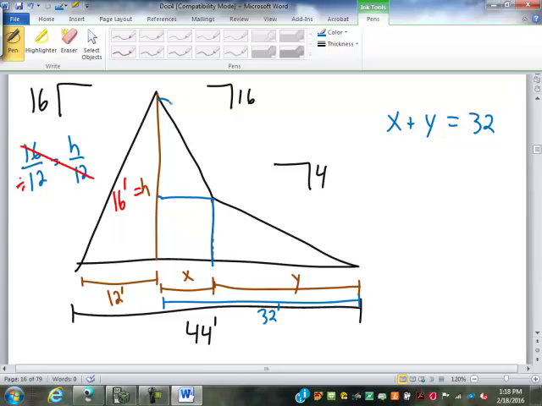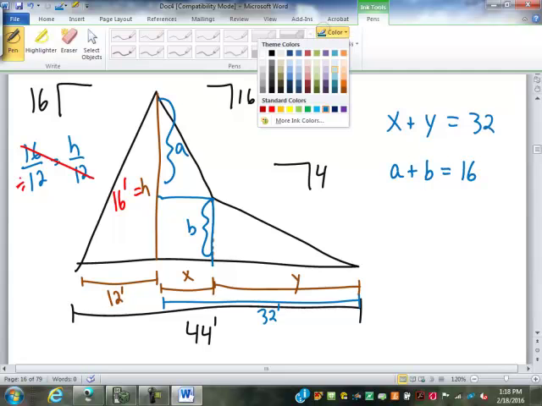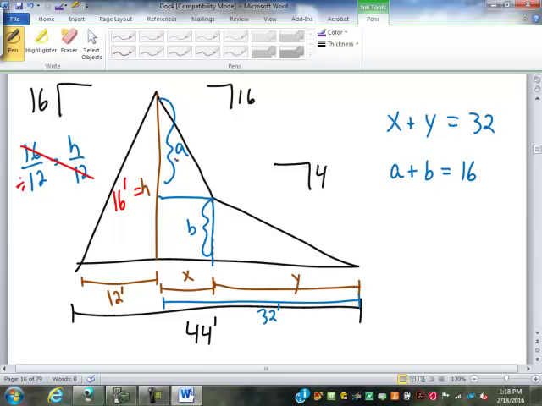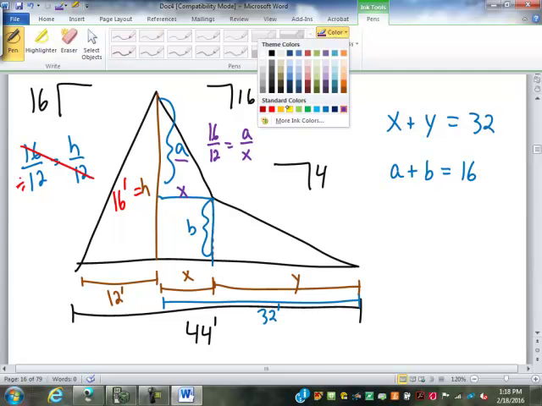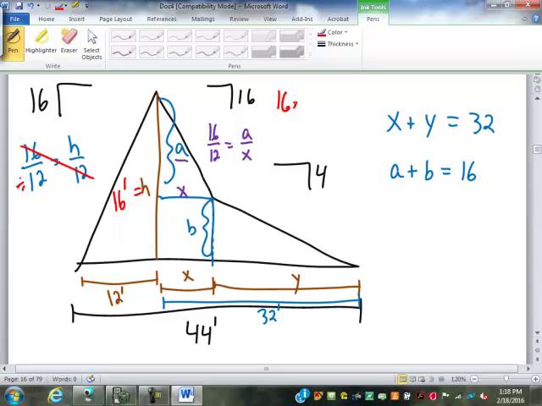So if I define a and b so that a plus b equals h, or 16, I can now look at a compared to x here. 16 over 12 equals a over x. Gives me 16x equals 12a, or x equals 3/4 a.